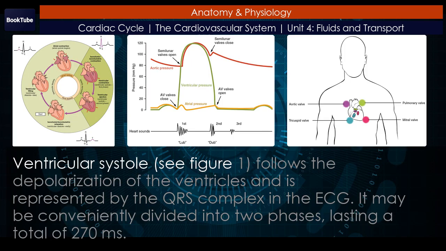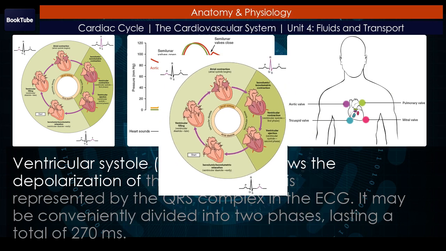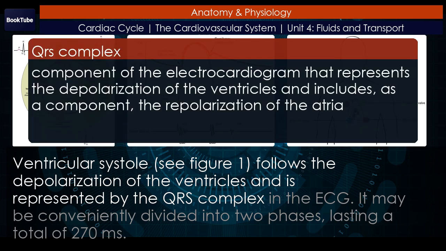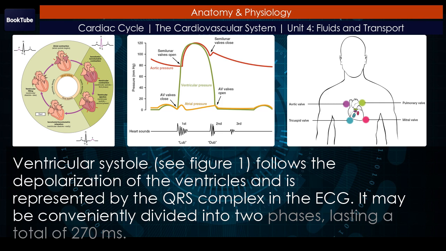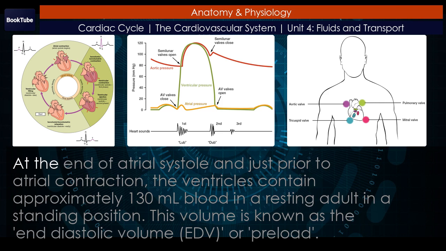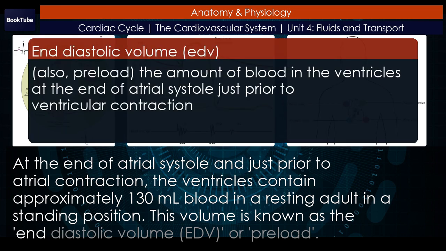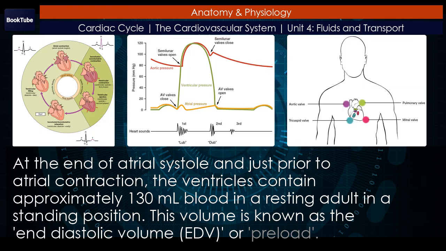Ventricular systole, see Figure 1, follows the depolarization of the ventricles and is represented by the QRS complex in the ECG. It may be conveniently divided into two phases, lasting a total of 270 milliseconds, at the end of atrial systole and just prior to atrial contraction. The ventricles contain approximately 130 milliliters of blood in a resting adult in a standing position. This volume is known as the end diastolic volume, EDV, or preload.